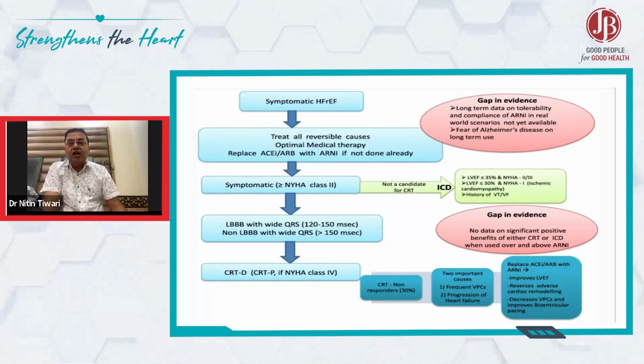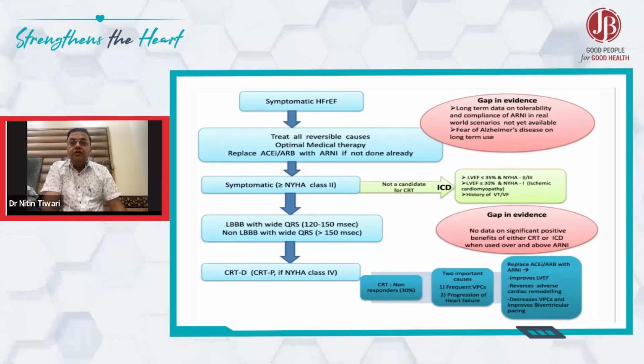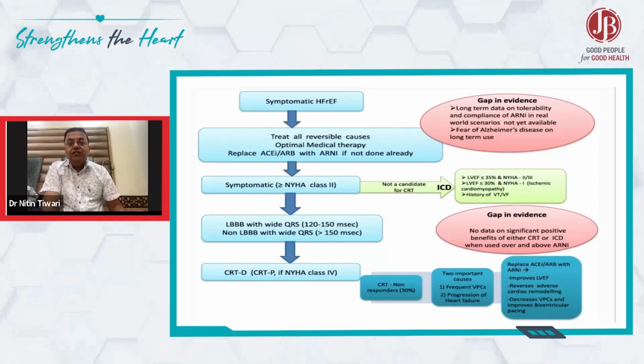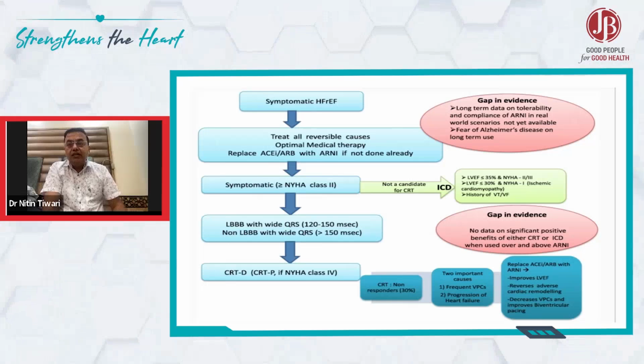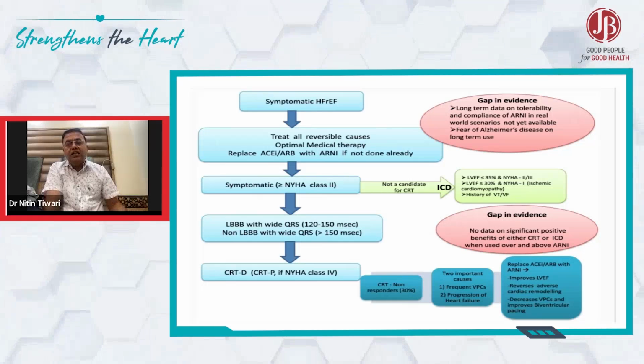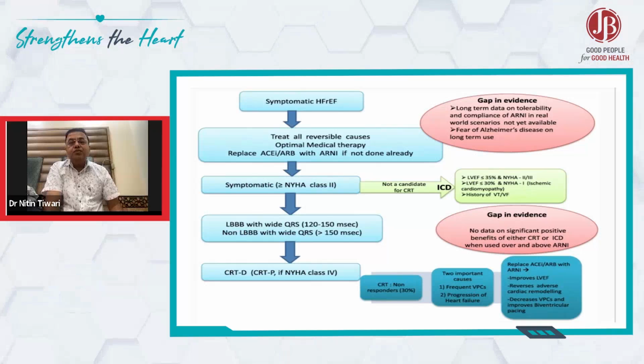But there is a lot of gap in the evidence, like there are non-responders to the treatment. Because of frequent VPCs or progressive heart failure, there can be no response to treatment many a times. So what you can do is replace the ACE inhibitor with an ARNI in such patients because it improves the ejection fraction, reverses the adverse cardiac remodeling, and decreases the VPCs and sudden cardiac deaths of such patients. And there is a chance that once the ejection fraction improves, they might not require a CRT and ICD.